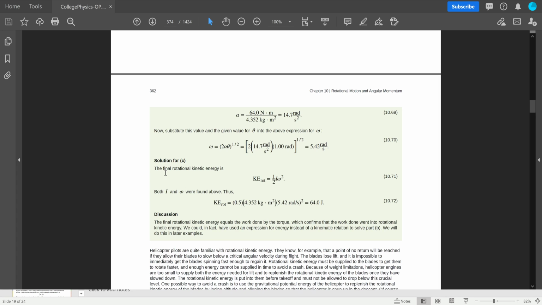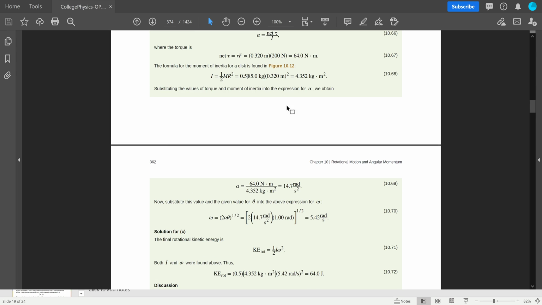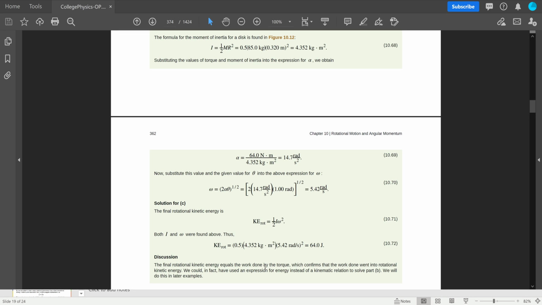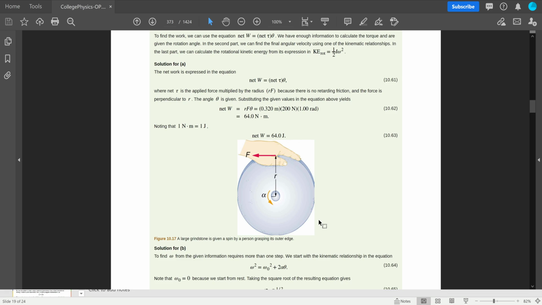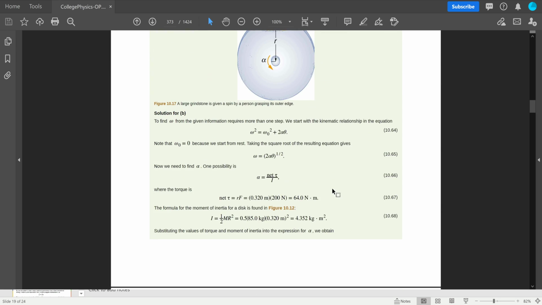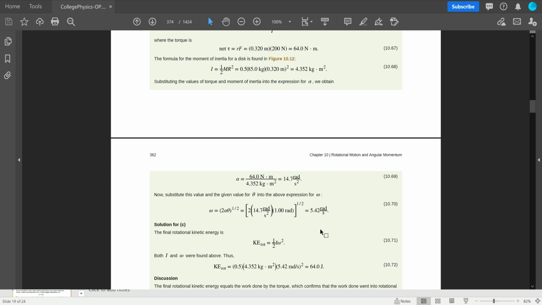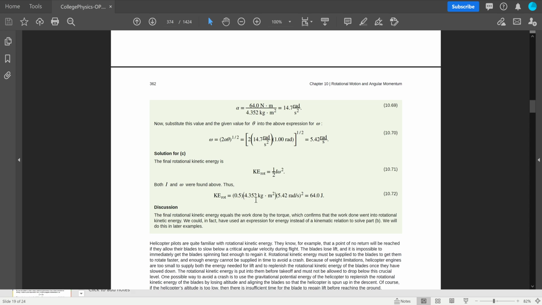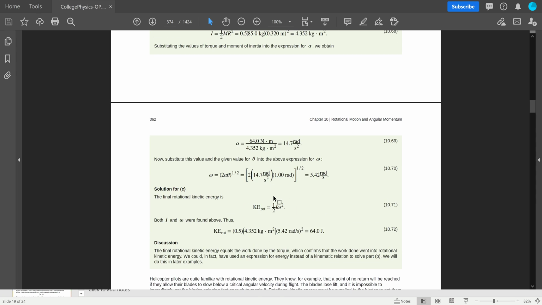And so finally, we're going to find our final rotational kinetic energy. So 1/2 I omega squared. Well, we found our I up here whenever we were solving for alpha, so 4.352. And we need our omega. Where do we solve for omega? Oh, right here. That's 5.42 radians per second. So 0.5 times 4.352 times 5.42 squared. So that's 64 joules, which makes sense because this has to equal the work that is put in. Remember, work and energy, if they're conserved, which they should be in the work energy theorem equation, they should always equal each other.